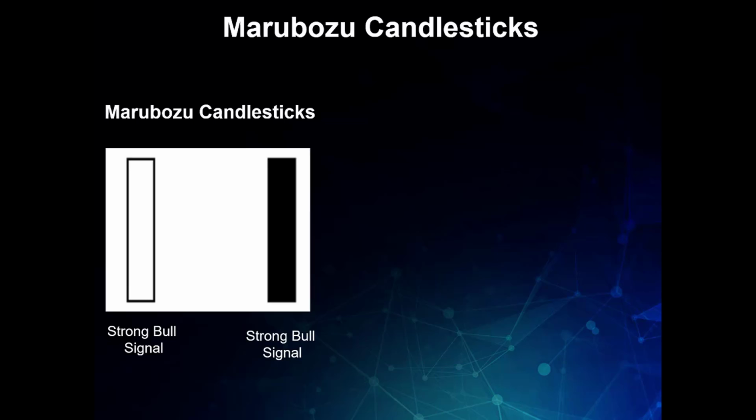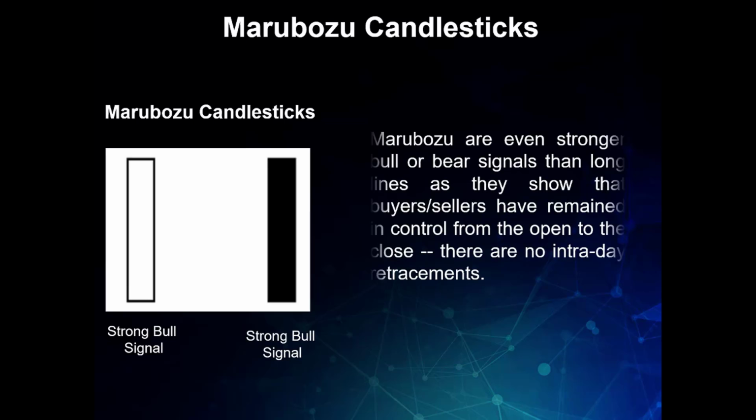The Marubozu candlestick. The Marubozu are even stronger bull or bear signals in the candlestick patterns. Note they have no wick at the bottom nor the top. They show us that the buyers or the sellers have remained in control from the open to the close. Therefore, they have no intraday retracements. A very bullish signal or a bearish signal when you see this candle.